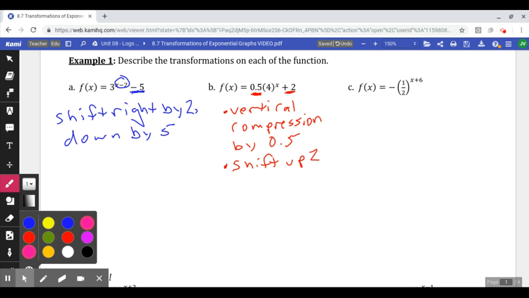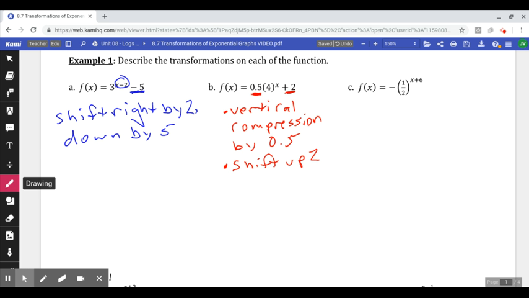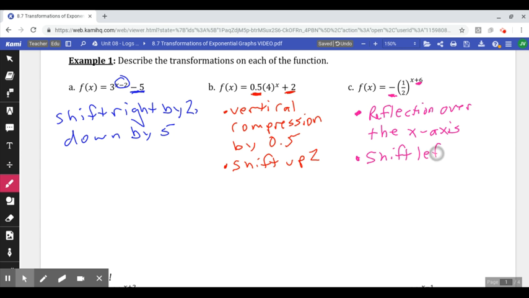We'll switch to a different color, and we'll go with part C here. Part C, we have a negative sign out front, and then we have a plus 6 up by the x in the exponent position. So let's do the first part, the negative sign. That negative sign is going to be a reflection over the x-axis. So it's going to be a flip. And then the plus 6, we want to shift left 6. Remember to do the opposite of the sign that's there. So in this case, the positive sign means shift to the left.